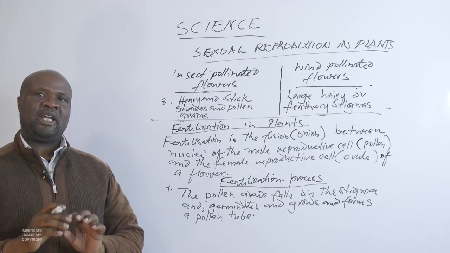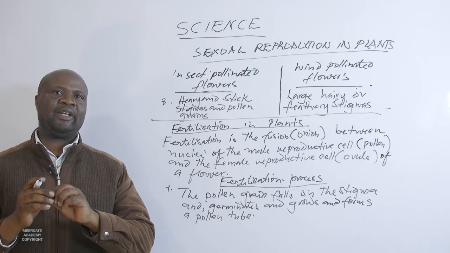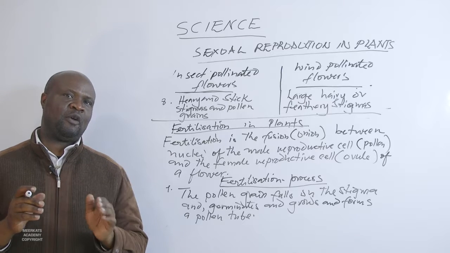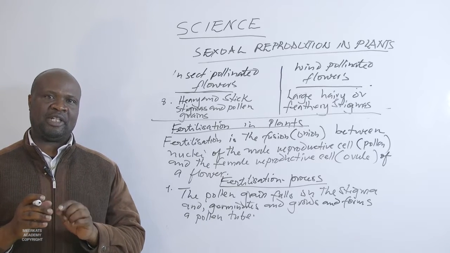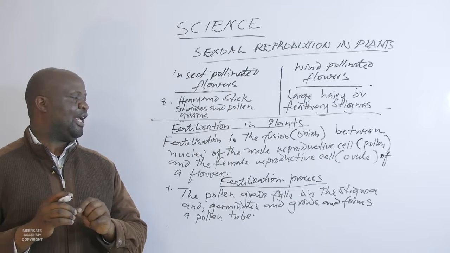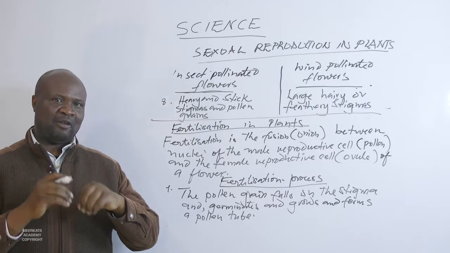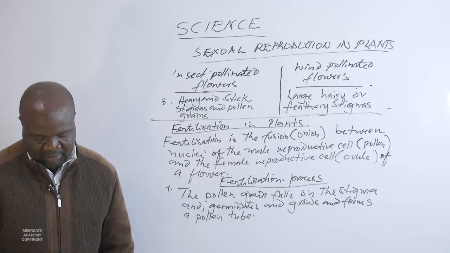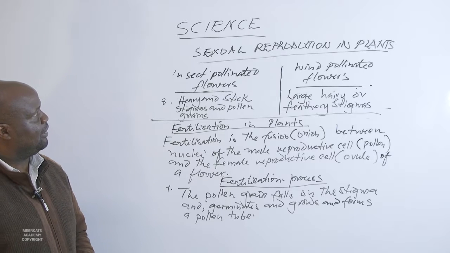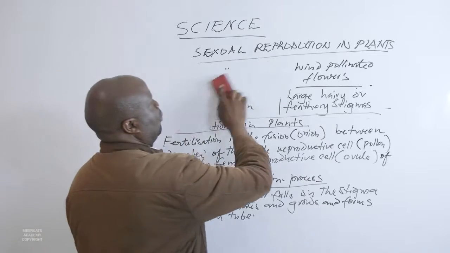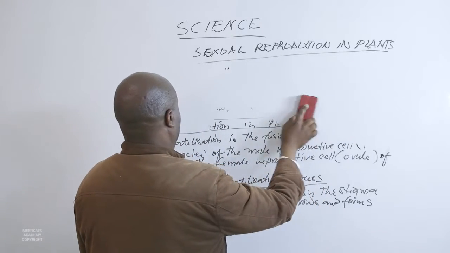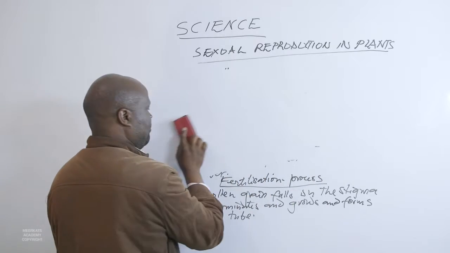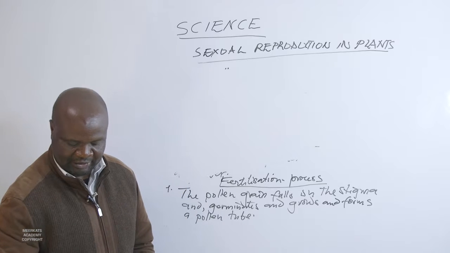So that is what happens. The pollen grain is produced by the anther. Then when it falls on the stigma, it is able to germinate. And when it germinates, it grows a pollen tube that goes down through the style to the ovary. Then after that, we are on the process of fertilization.